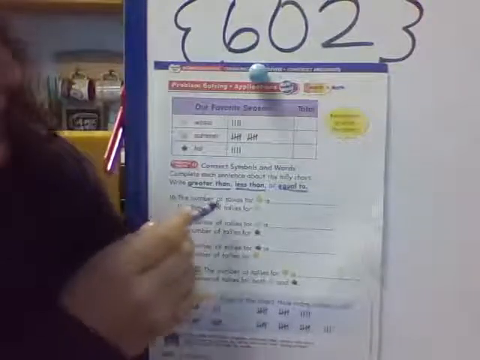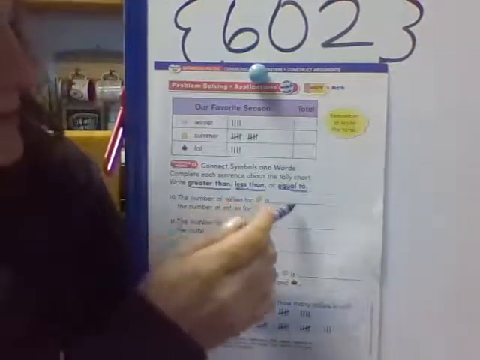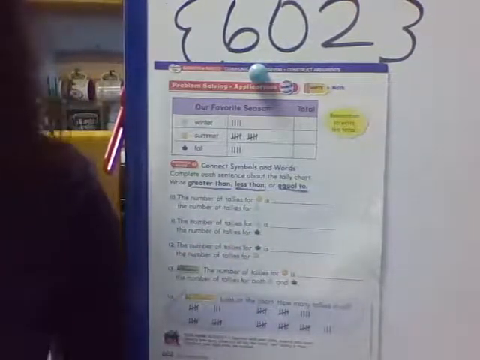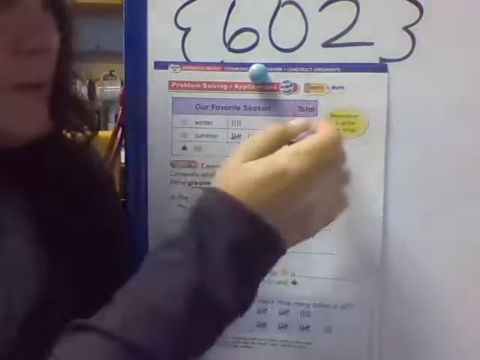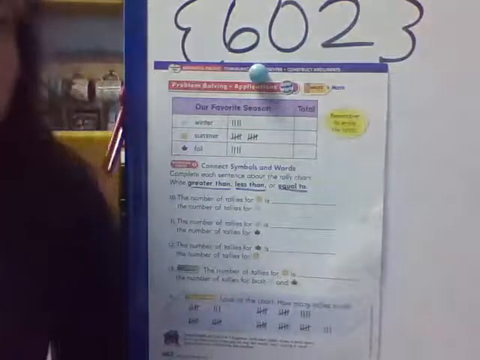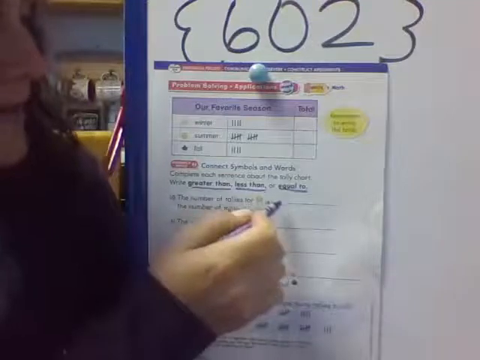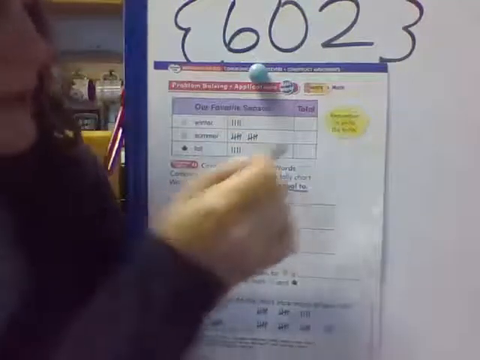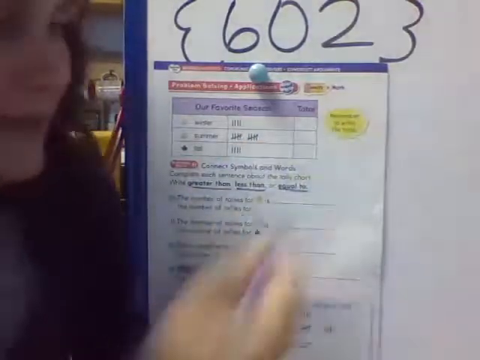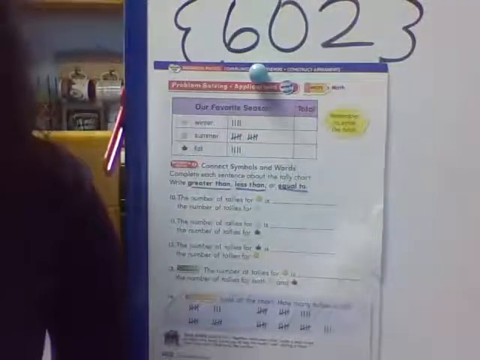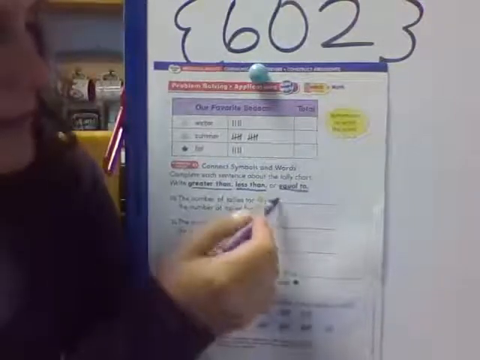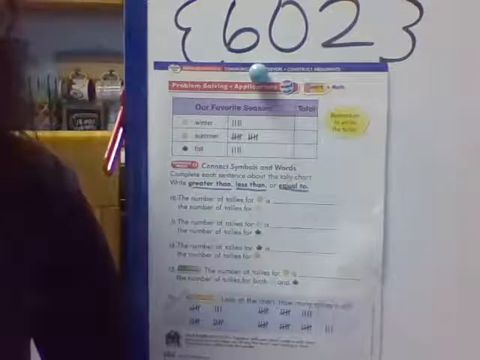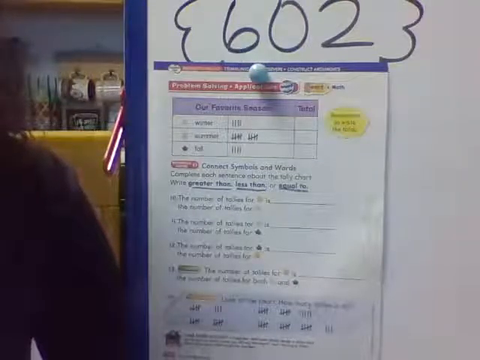Number 10 says the number of tallies for summer is blank the number of tallies for winter. So you're going to compare on your tally graph. Remember, you have your totals right over here, so you can look for if the number is higher for summer than winter, we know it's greater than. If that number is lower, we know it's less than. And if those two numbers are the same, we know it's equal to. So on that line, I want you to write, is the number of tallies for summer greater than, less than, or equal to the number of tallies for winter?